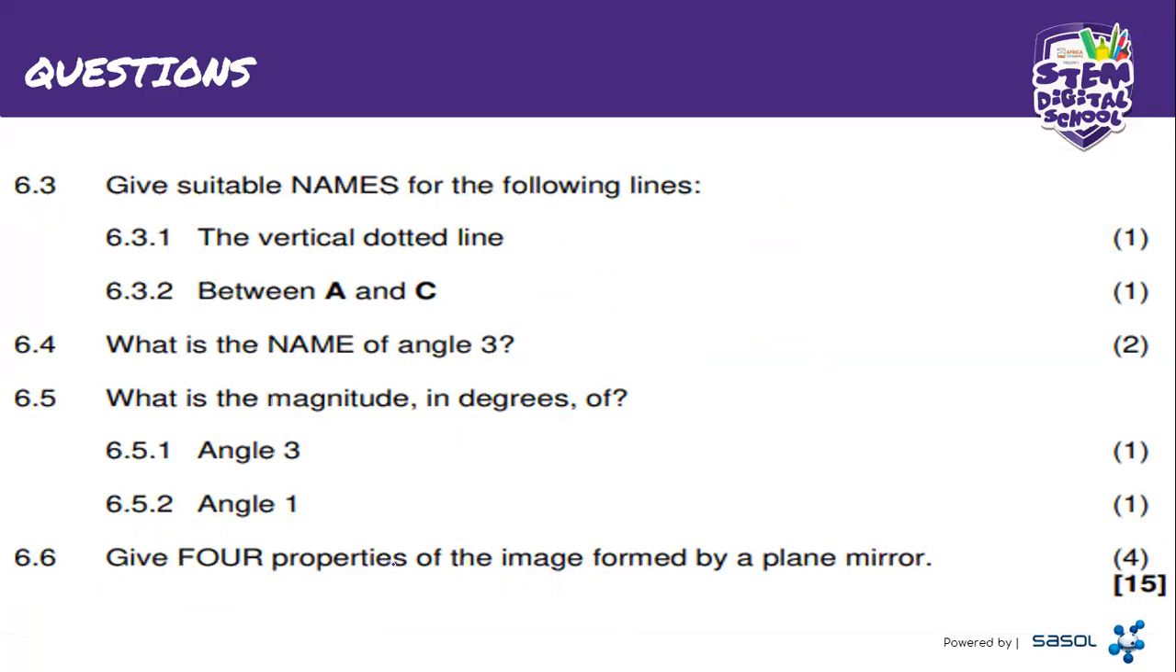Then they say, give suitable names for the following lines. You see, the vertical dotted line and between A and C.